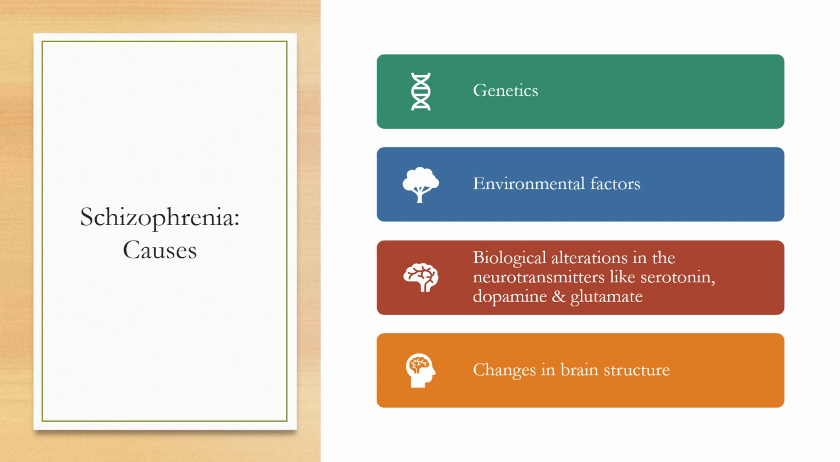Next, let's look at the causes of schizophrenia. Number 1. Genetics. 2. Environmental factors. 3. Biological alterations in the neurotransmitters like serotonin, dopamine, and glutamate. 4. Changes in brain structure.